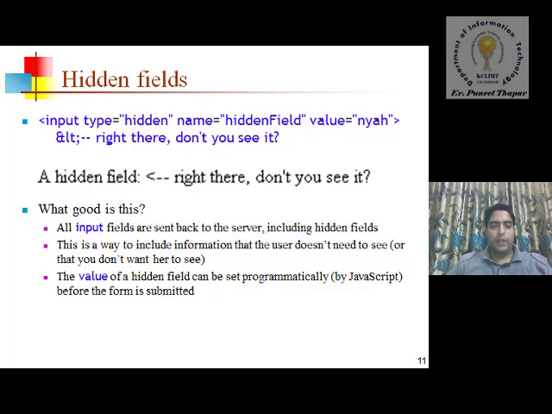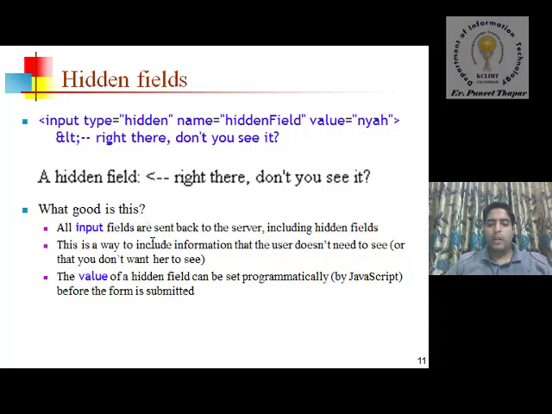And next is the hidden field. What is a hidden field? Hidden fields are fields that are used to specify hidden text. For this we use the input tag again, type is hidden, name is hidden field, value is specified here. This means these values can't be seen; what is typed here is not visible. So what is the benefit of this?